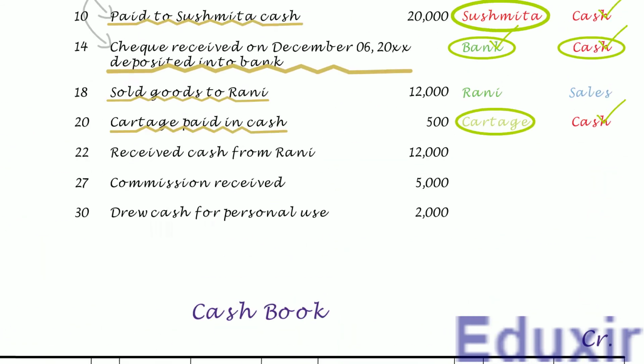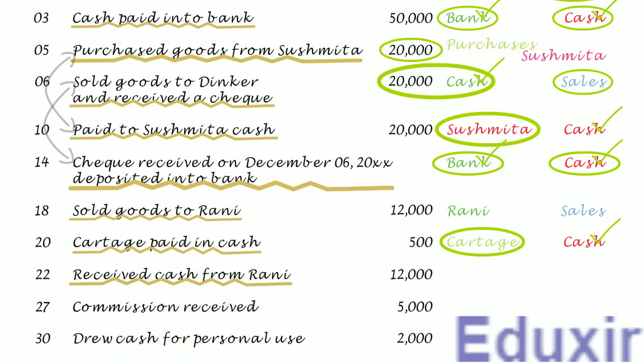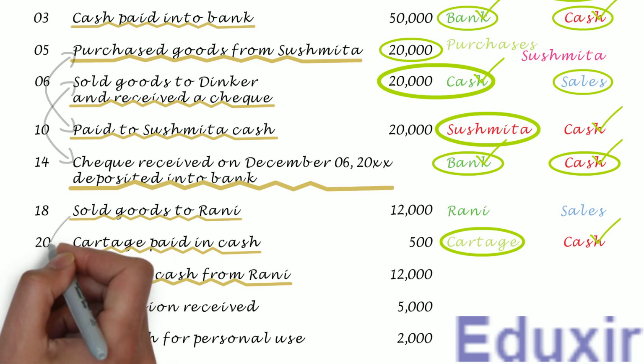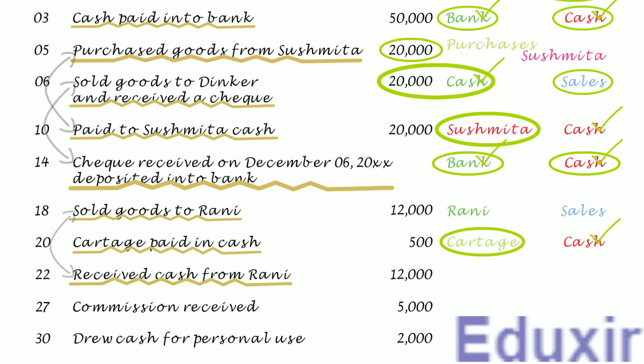In this transaction, the business has received a cash of 12,000 rupees from the debtor Rani. Note that this transaction is related to the transaction done on 18th December, wherein the business has sold goods worth 12,000 rupees to Rani. Rani is now returning all that amount, so there is no discount involved.